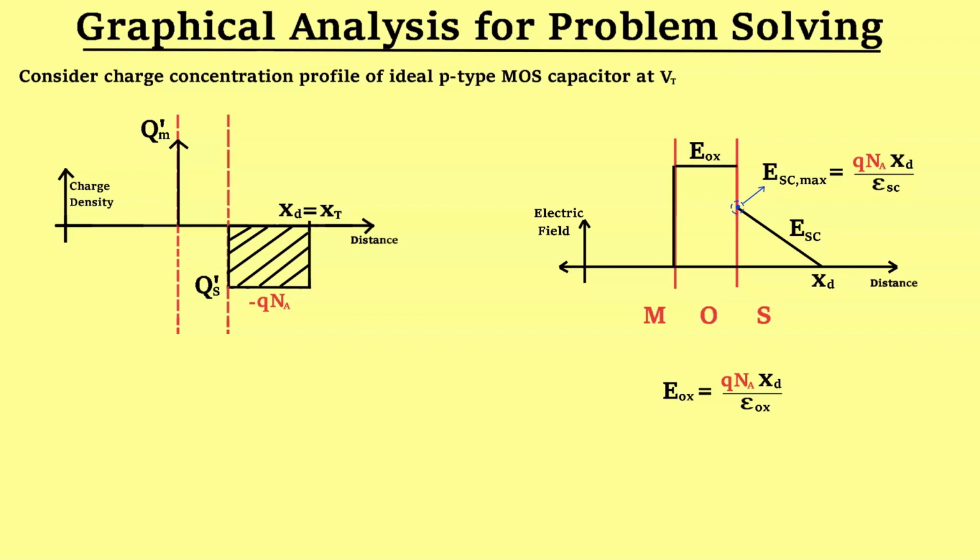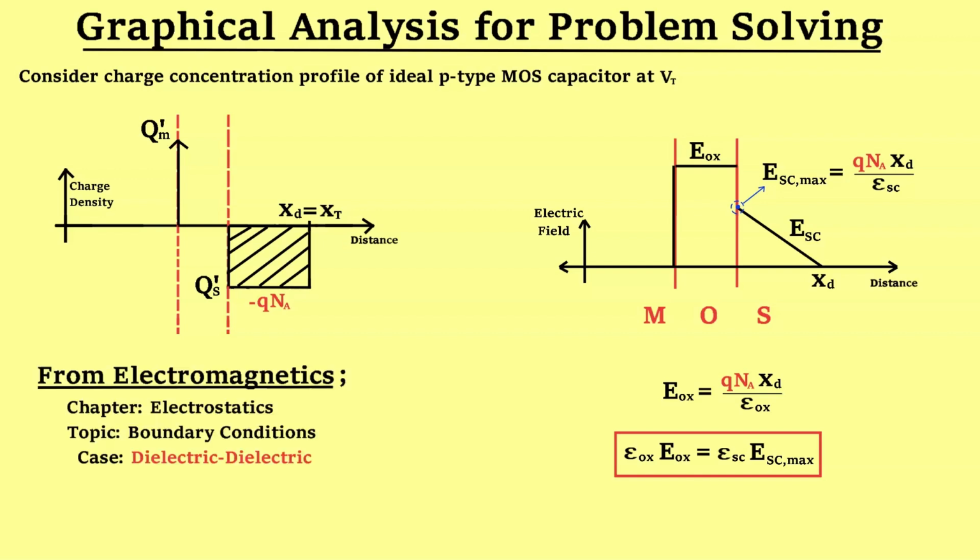From these two formulas of electric field, you can establish a very important relation, which is the permittivity of the oxide multiplied by the electric field strength within the oxide is equal to the permittivity of the semiconductor into the electric field strength just within the semiconductor before the interface, which is also the maximum electric field strength within the semiconductor. This is actually a very important relation, as you can derive it using concepts of electromagnetics.